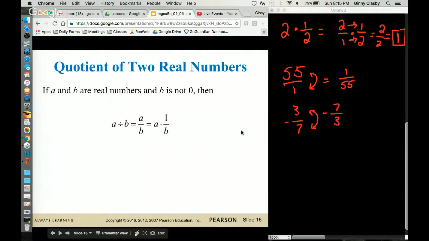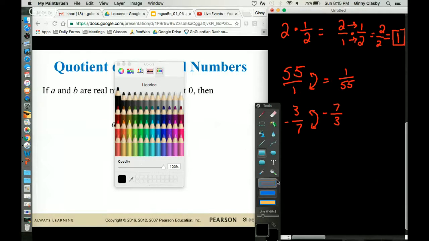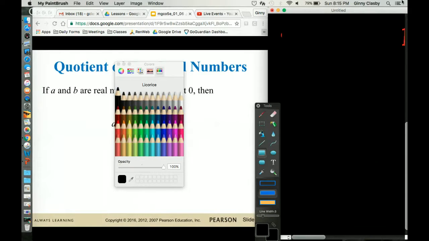Dividing real numbers. All right, this one is important. If a and b are real numbers and b is not 0, then a divided by b is the same as a over b, which is the same as a times 1/b. Okay, that sounds kind of confusing. It looks like a mouthful, but I need you guys to just hang with me. It makes more sense than it appears that it should.